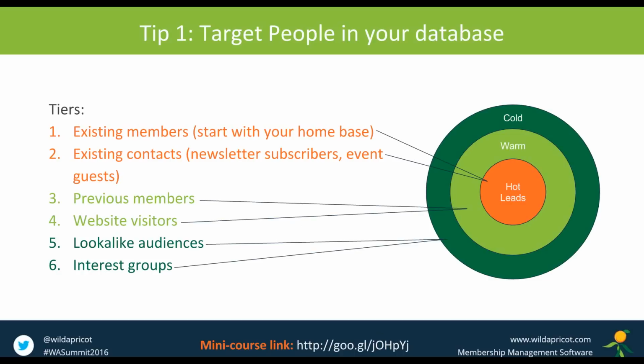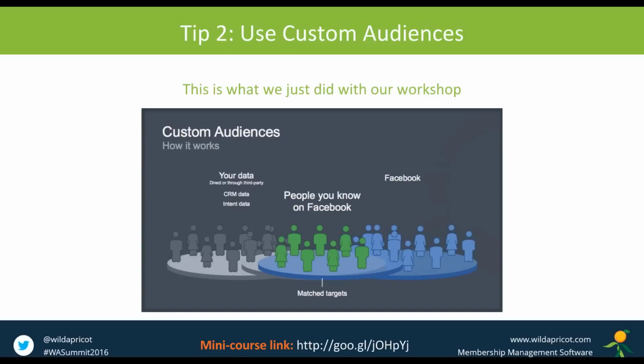This all connects together. So tip 2, as I mentioned, use custom audiences, because this is what we just did with our workshop, right? You have your data, which is like a Venn diagram, and that's in your membership management system. You have people on Facebook who have their emails, and the people that you know on Facebook are the people that match from here to here, right? So always start there, because then you can leverage those people to do a lot of other things, which we'll get to, to answer Emily's question.